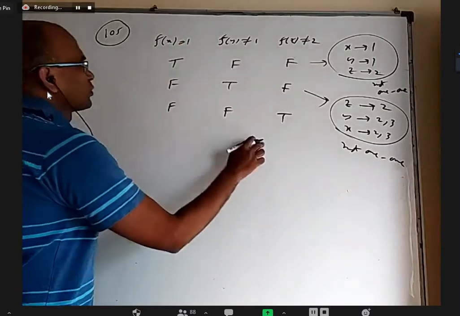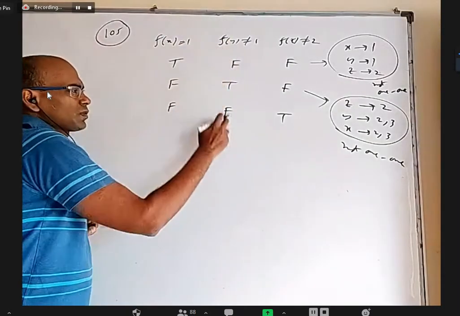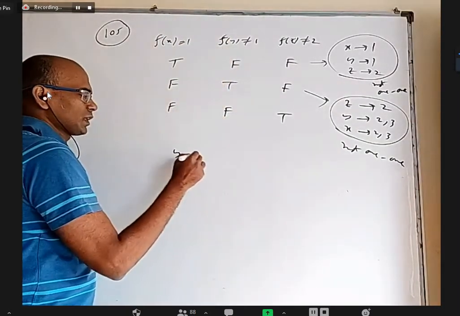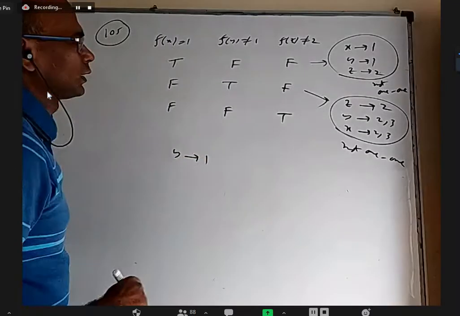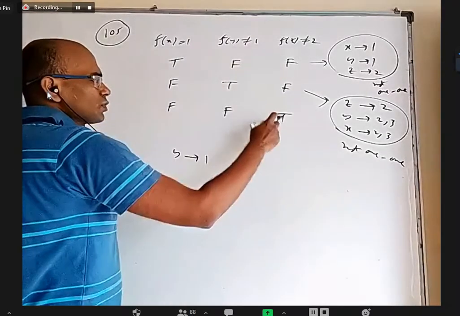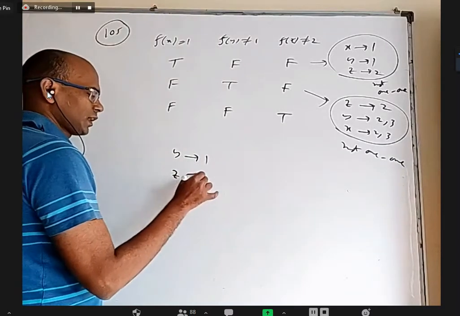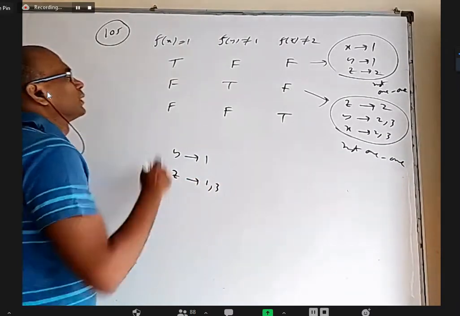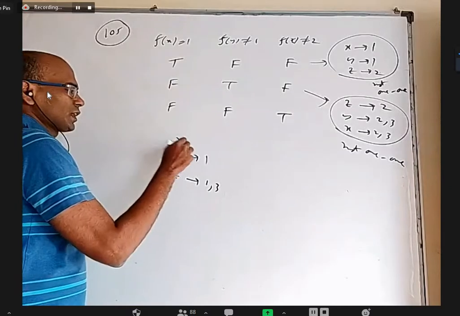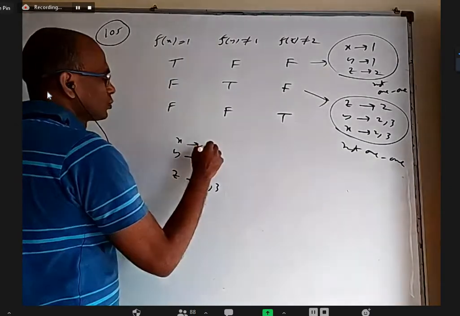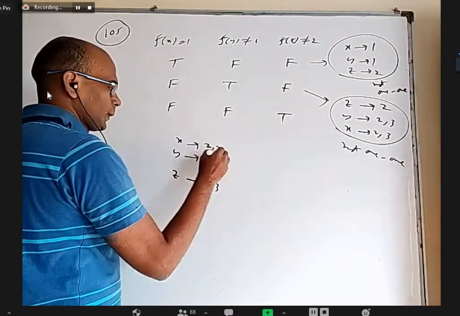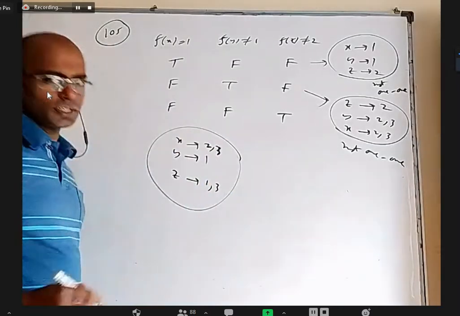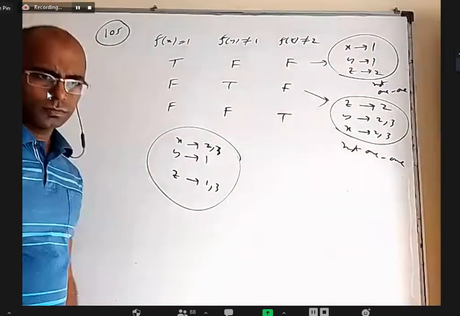Okay, coming to the last one. F of y not equal to 1 is false, means y should be connected to 1. F of z not equal to 2 is true, means z should be connected to 1 or 3. F of x equal to 1 is false, means x should be connected to 2 or 3. With all this data, is it possible to get a 1, 1 function?